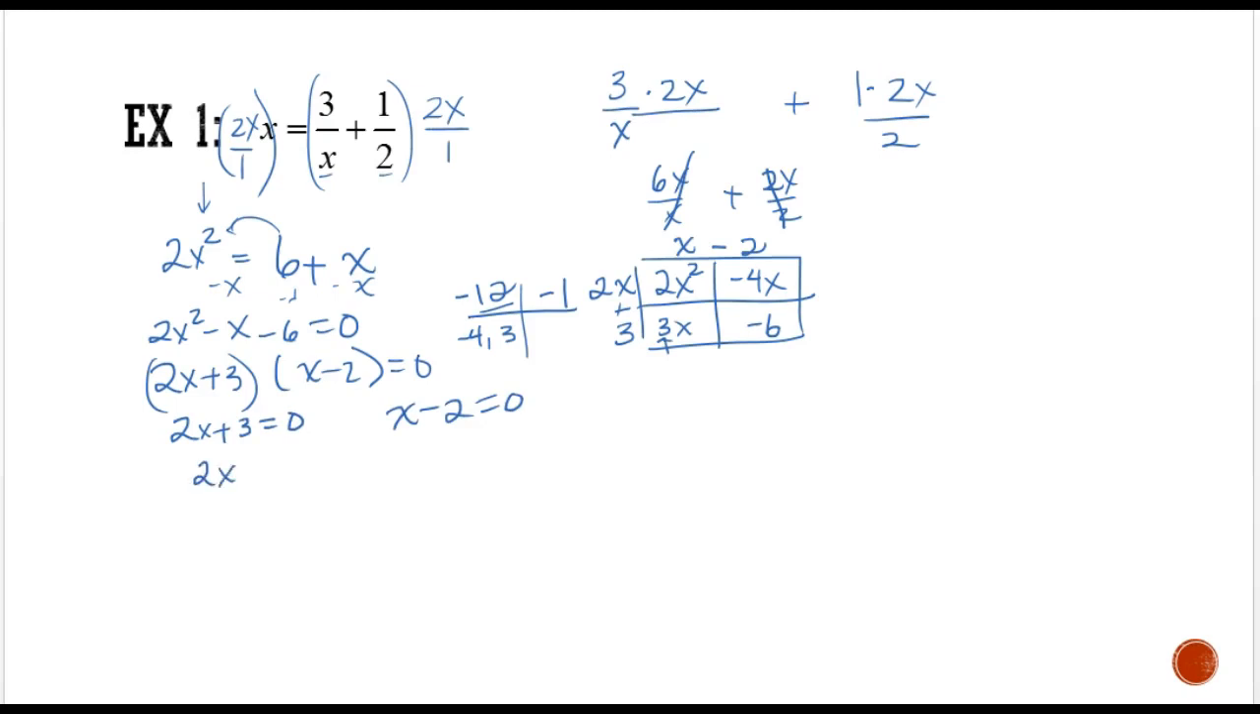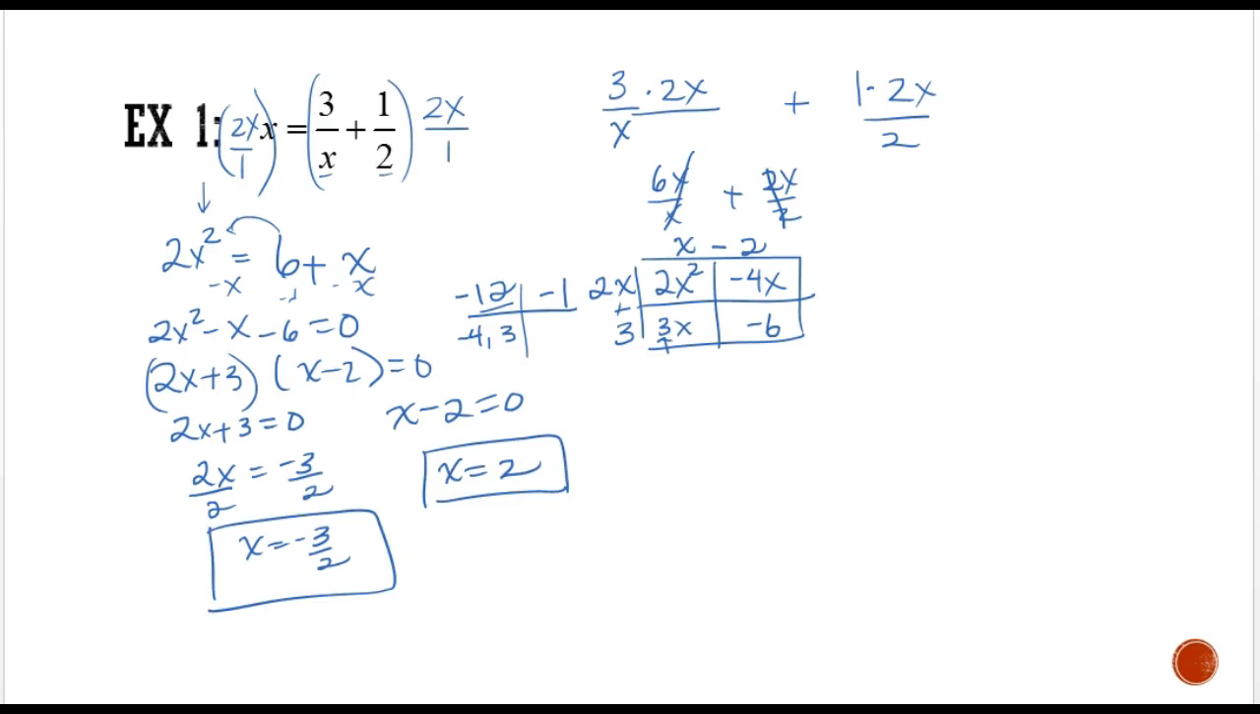So I have 2x equals negative 3. Divide by 2. So x equals negative 3 halves. And this becomes x equals 2. So there's my two solutions. All right, there's my two solutions. Let's try the next one.